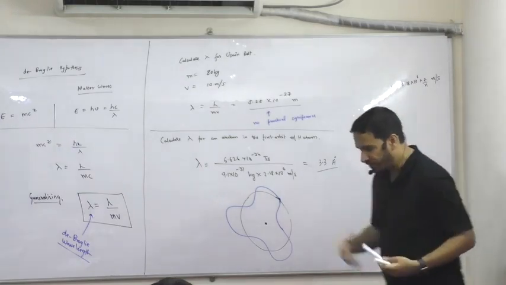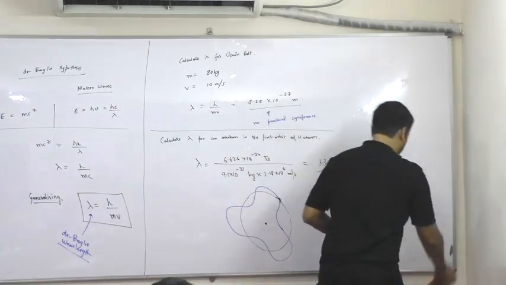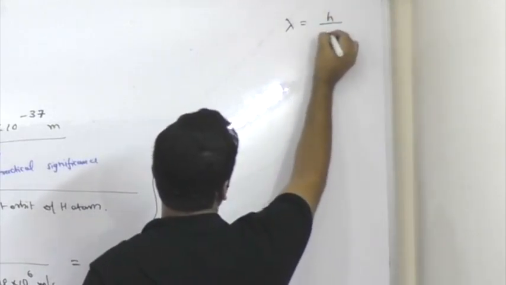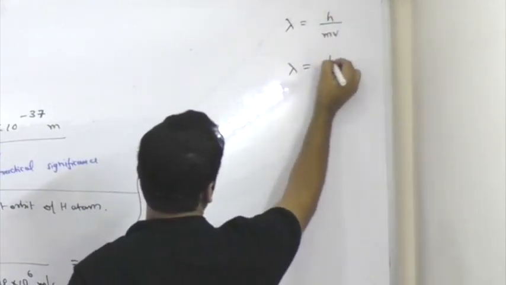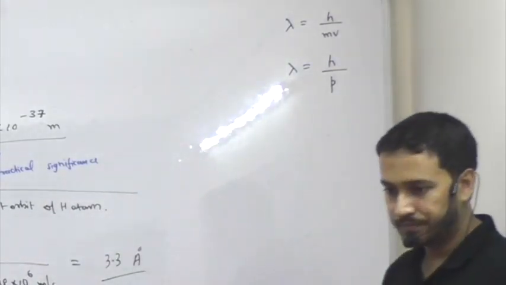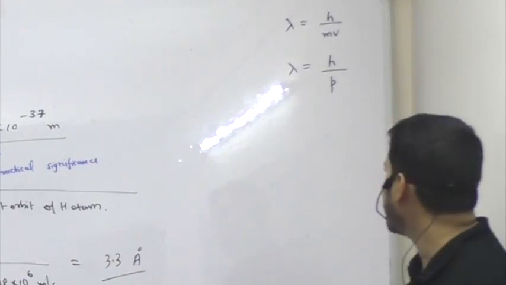So, the first formula which we have for calculating de Broglie wavelength is this. Lambda is equal to h upon mv. Mass into velocity is also momentum. So I can also write it as lambda is equal to h by p.